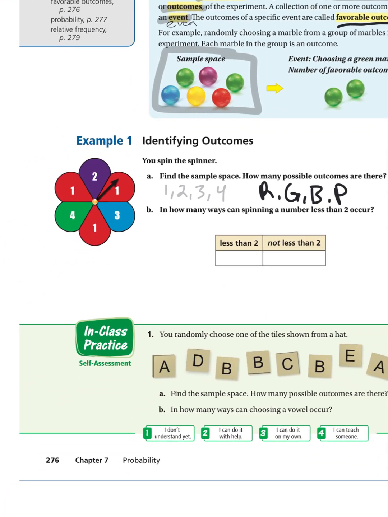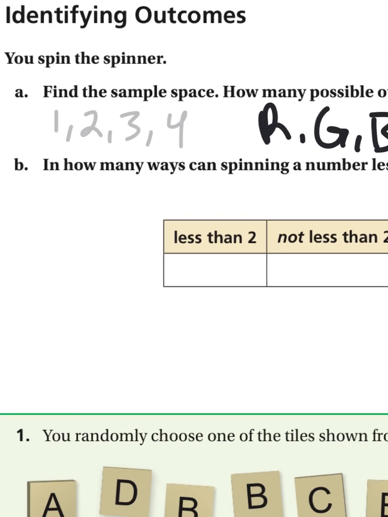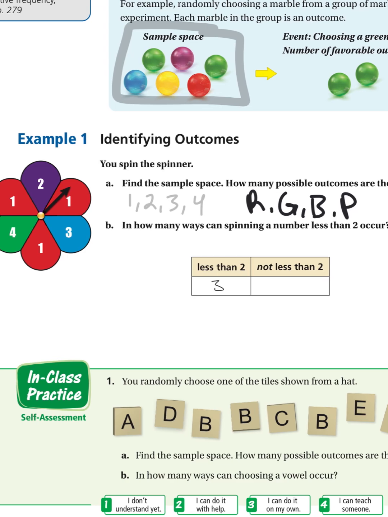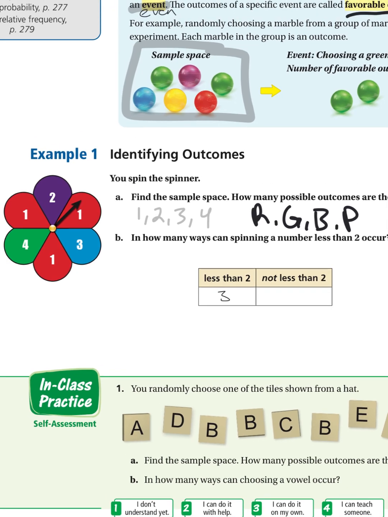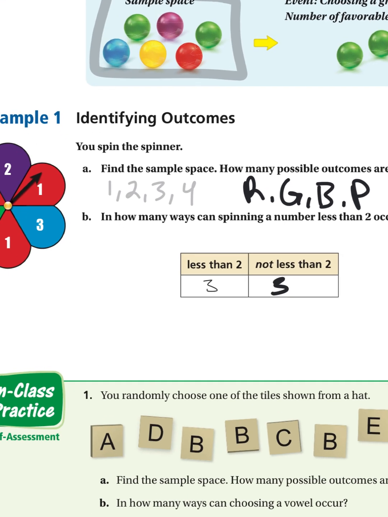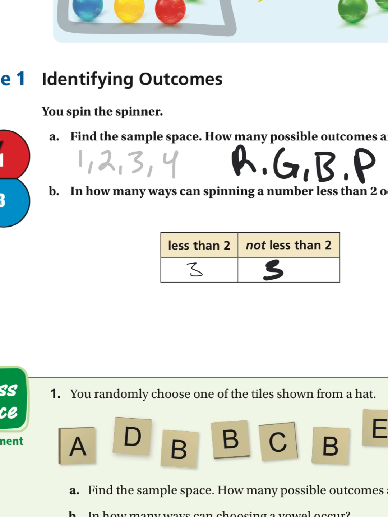In how many ways can spinning a number less than 2 occur? Well, only one is less than 2. So there are 3 ones, or 3 numbers less than 2. And then not less than 2 would be 2, 3, and 4. So there are 3 there as well. So this one was just 1, this one was 2, 3, and 4.